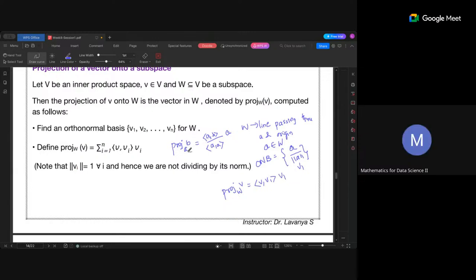See, what is the projection of B on A? This is the formula. Now, what is the W corresponding here? W is the line passing through A and the origin. How do you construct an orthonormal basis from a given vector here? You divide by the norm. Since only one vector is there, you don't have to verify whether the vectors are orthogonal or not. You just have to make the vector orthonormal, so you divide by its norm. Next, you apply it in this formula. This is what you get. And when you substitute B in place of V, you get back this equation.